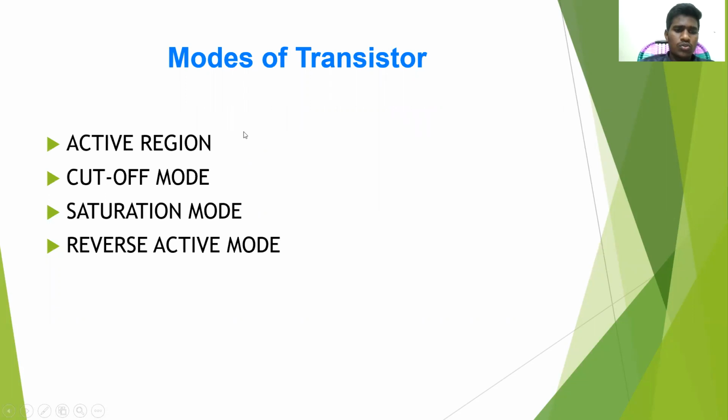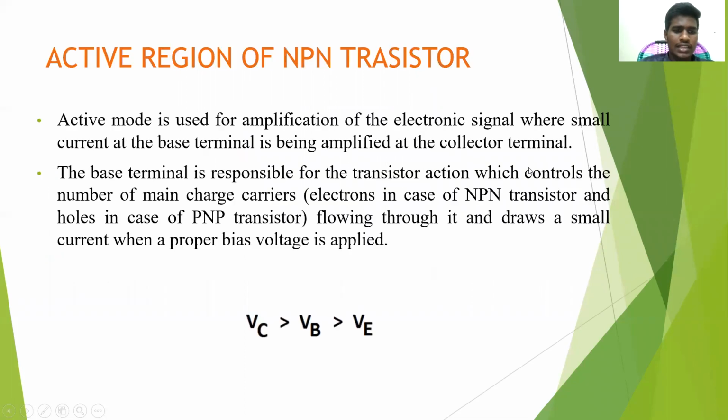And we have four types of modes, that is active region, cutoff mode, saturation mode, and reverse active mode. Now we are going to discuss the active region. In the active region of an NPN transistor, active mode is used for amplification of the electronic signal, where a small current given at the base terminal is amplified at the collector terminal.